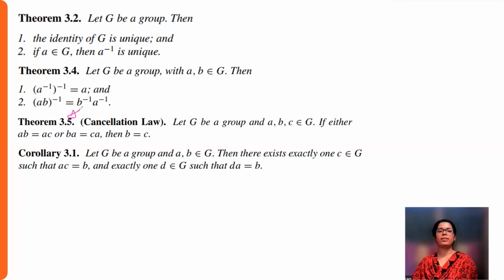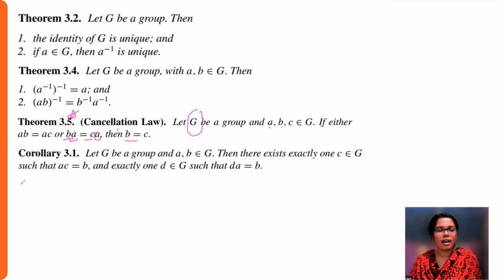The next important property we have is the cancellation property. That means, suppose we have a group G and we have three elements in our group, that is A, B, C. Now, if we have AB equal to AC, or we have BA equal to CA, okay, then we can eliminate the common element and we get B equal to C. So for a group, it is possible to have such a property.